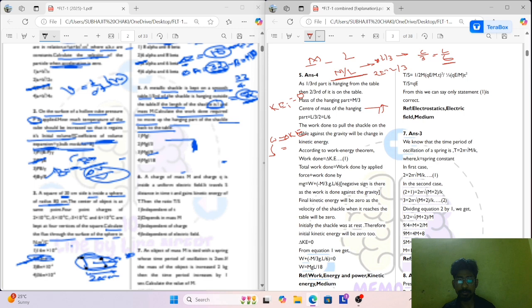Now when the particle is at rest, from the second equation of motion we can say S, the displacement, is equal to ut plus half at square, where u equals 0. That means it becomes half into qE by m into t square. So this will be our S. Now we have to calculate the kinetic energy.